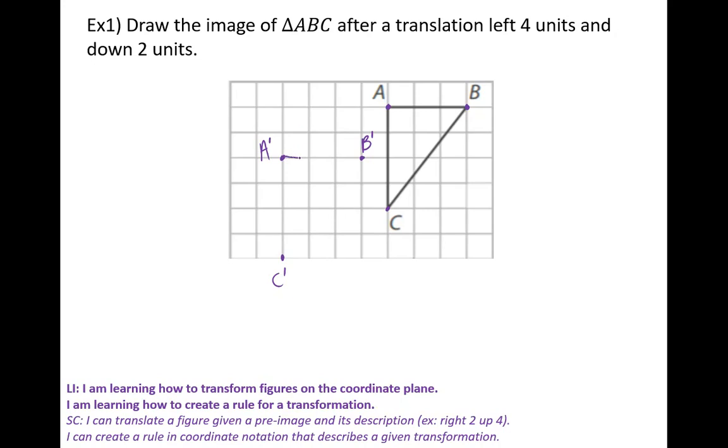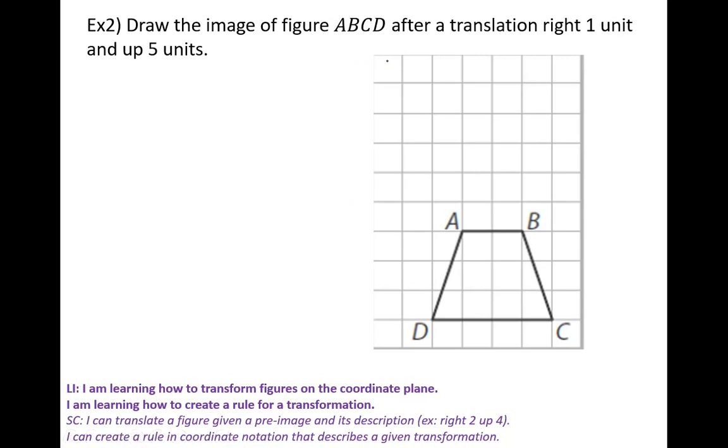And then of course connect the dots so we can see that nice triangle. Do my best here to connect these pretty good. And there we have it. That is a translation. So it's the same picture, it's just kind of moved over. Example 2, draw the image of figure ABCD.